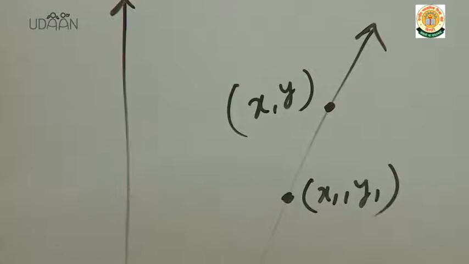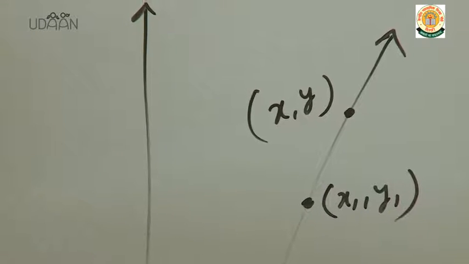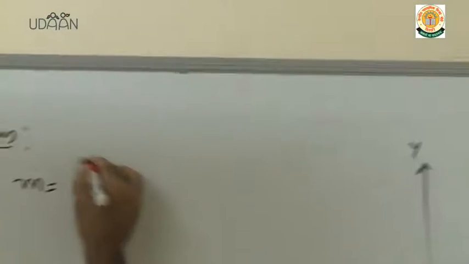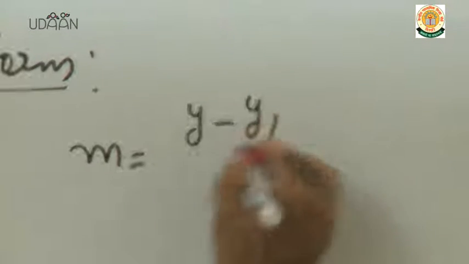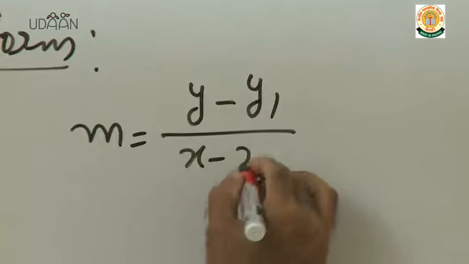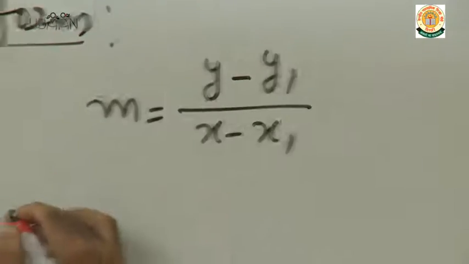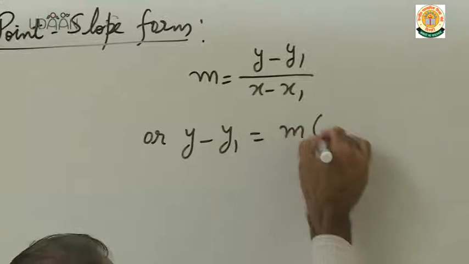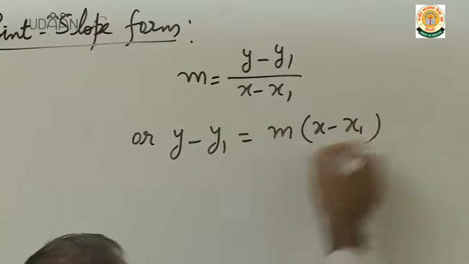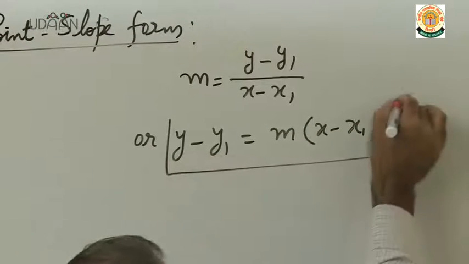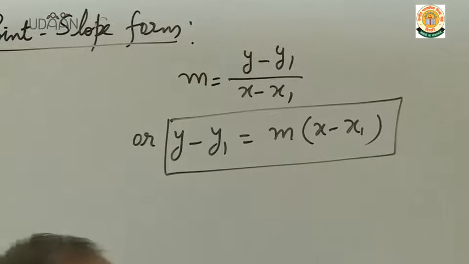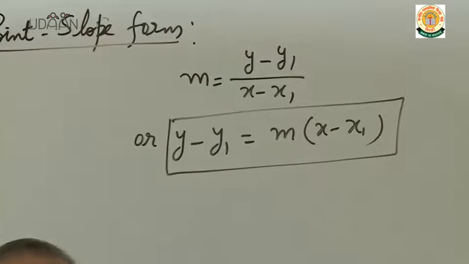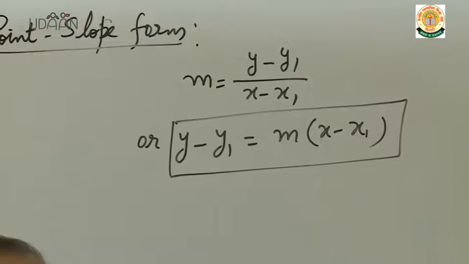So now the relationship between x and y is the equation of a line, which you will get in 1 degree. First of all, find the slope of this line. Slope of the line you can say y minus y1 upon x minus x1, or the same thing you can write as y minus y1 is equal to m times x minus x1. This is the formula to find the equation of a line when a point and slope are given.